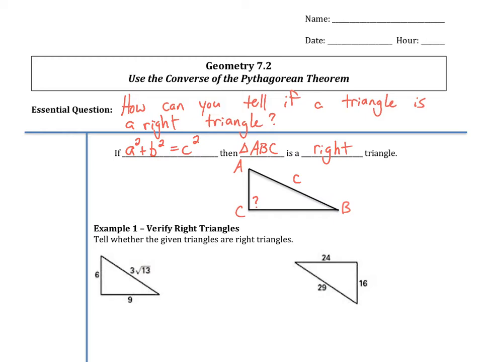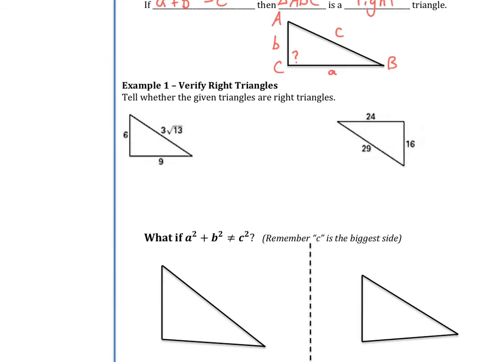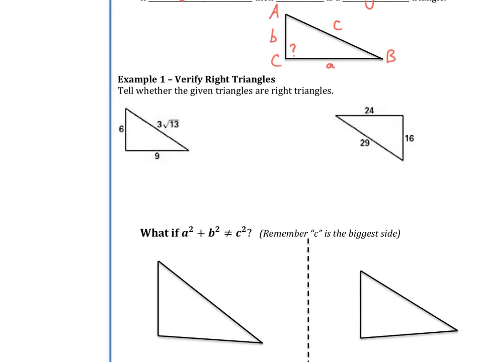Okay, and by the way, these are lowercase c's, not capital C. We put a lowercase b over here and a lowercase a over here. So side lengths are in lowercase, and the vertices are capital letters. So if a squared plus b squared equals c squared, then it's a right triangle. So let's take a look. In example 1, it says verify whether the triangles are right triangles.